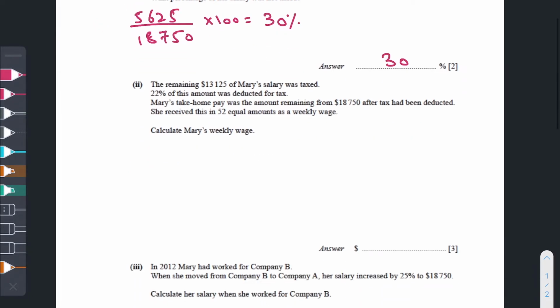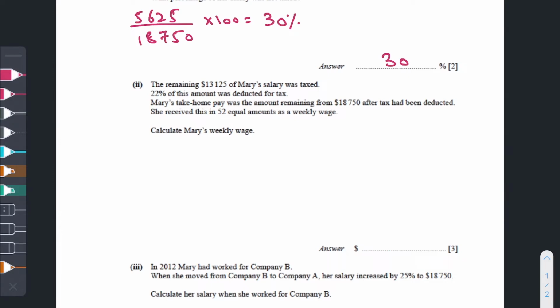The next part says the remaining $13,125 of Mary's salary was taxed. 22% of this amount was deducted for tax. Mary's take home pay was the amount remaining from $18,750 after the tax had been deducted. She received this in 52 equal amounts as a weekly wage.